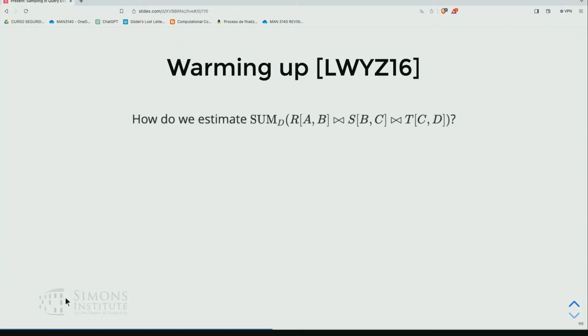And then to answer the previous question, or to estimate this value, what you need to do is to do an estimation based on the path. So you can think about the following.